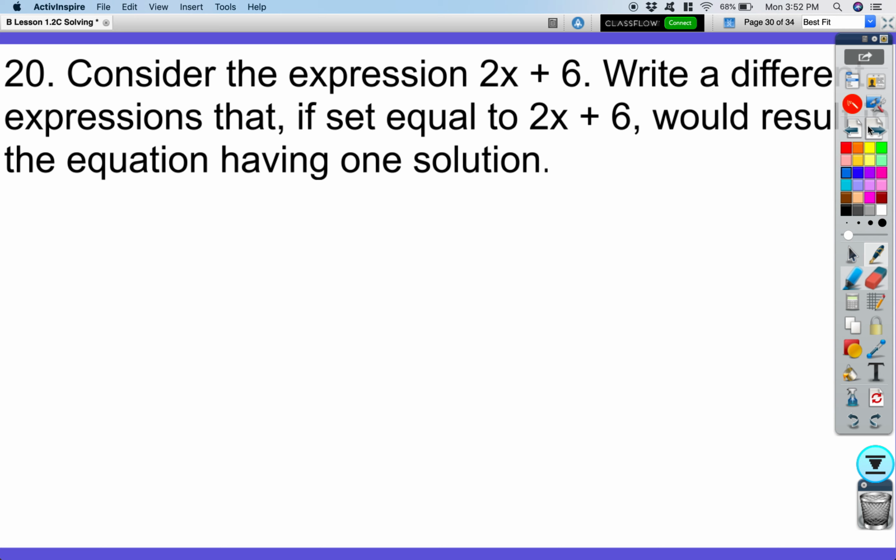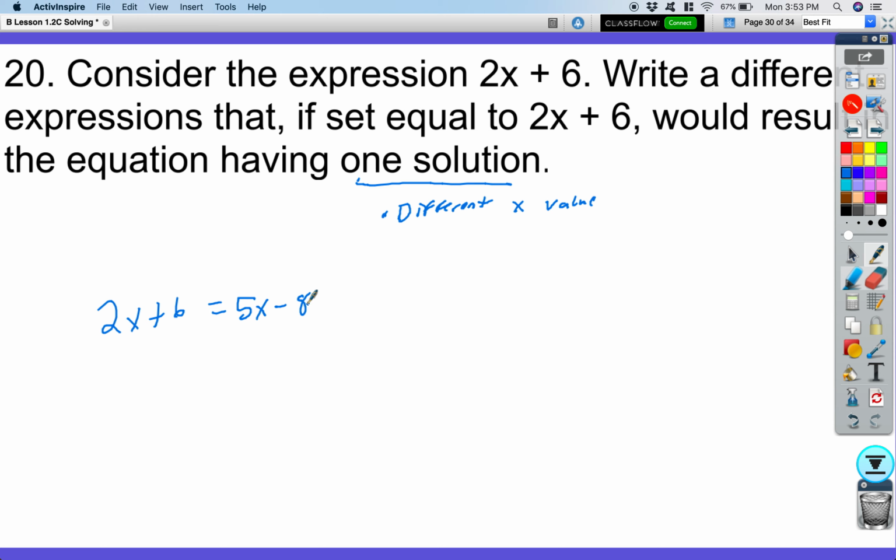All right, consider the expression 2x plus 6. Write a different expression that if set equal to 2x plus 6 would result in having one solution. Now remember, one solution needs just one rule, different x value. So if this is 2x plus 6, this can be anything except the x needs to be different. So anything but 2x. So it could be 1x, 5x. So if I had like 5x, and this plus 6 doesn't matter. The constant doesn't matter for one solution. It can be anything. So I'll put minus 8.